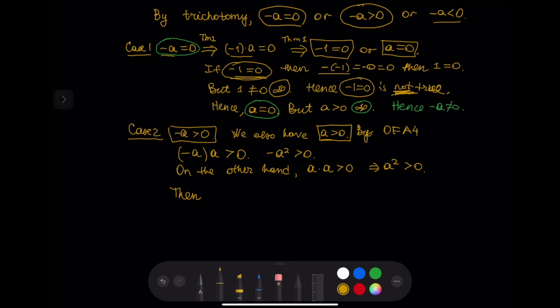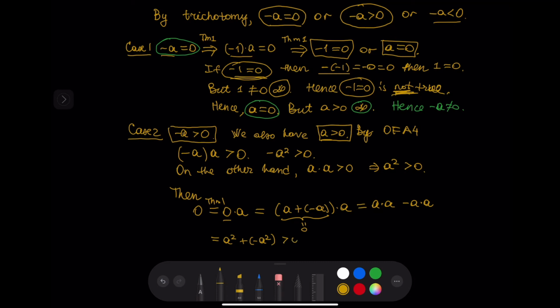So let us look at this chain. 0 is the same as 0 times A, and this is true by theorem 1. If we multiply A by 0, we are going to get 0. So 0 is 0 times A, which is the same as A plus negative A times A, because A plus negative A is equal to 0. So instead of 0, we now have A plus negative A. And then by distributivity, this is A times A minus A times A. So this is A squared plus negative A squared. So A squared is greater than 0.